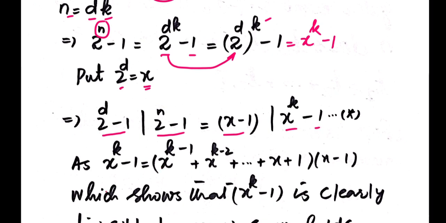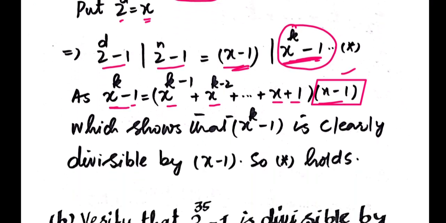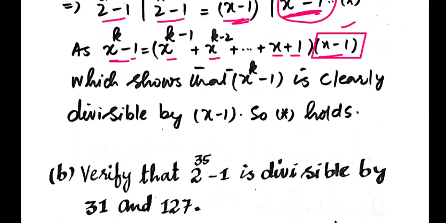By using the algebraic formula, x raised to power k minus 1 is equal to x minus 1 into x raised to power k minus 1 plus x raised to power k minus 2 and so on up to x plus 1. Clearly this formula has the factor x minus 1. This shows that x raised to power k minus 1 is divisible by x minus 1 because this expression involves the factor x minus 1, which shows that x raised to power k minus 1 is clearly divisible by x minus 1.